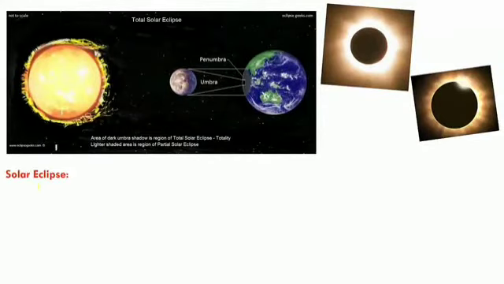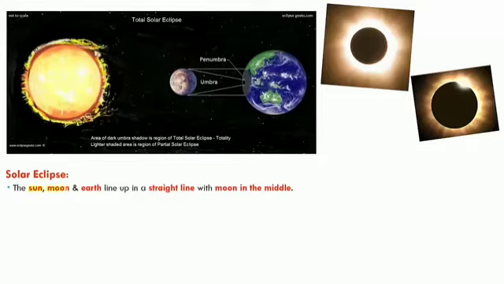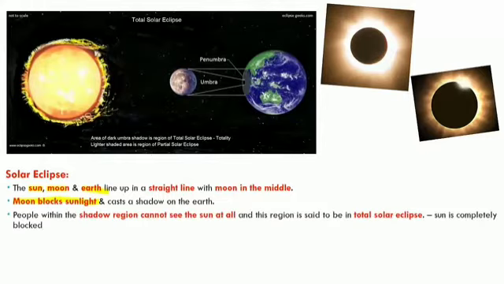When we see the solar eclipse, here the sun, the moon and the earth line up in a straight line with the moon in the center. So, we have the sun, the moon and the earth with the moon in the center. And if you see here, the moon is blocking the sun's light and it casts a shadow on the earth. So this is the shadow that is cast on the earth because of the moon coming between the sun and the earth.